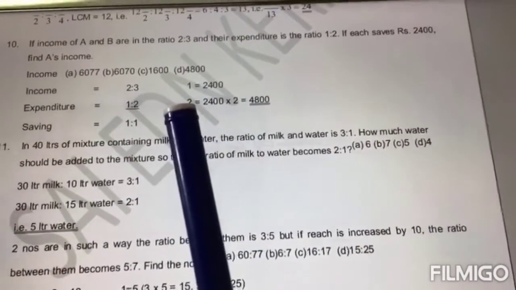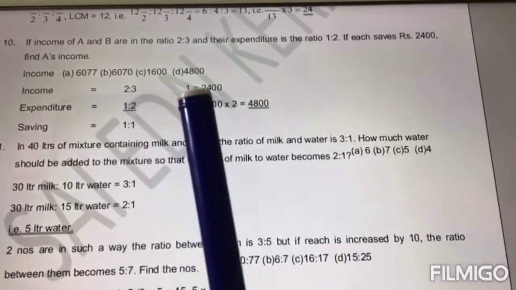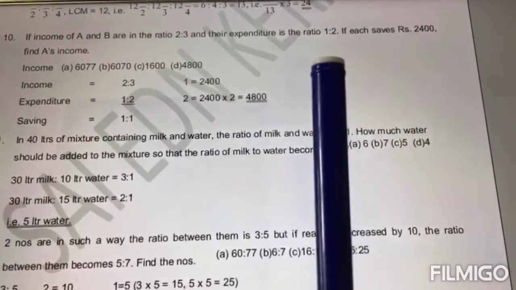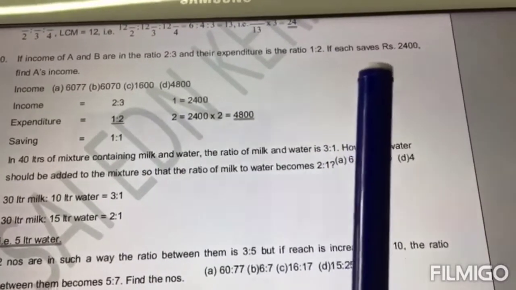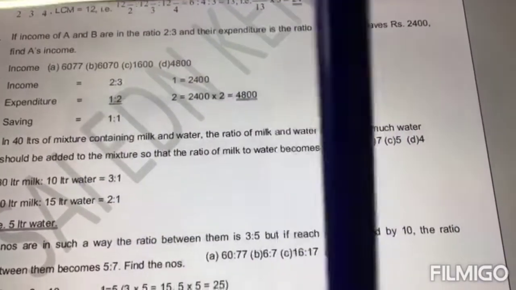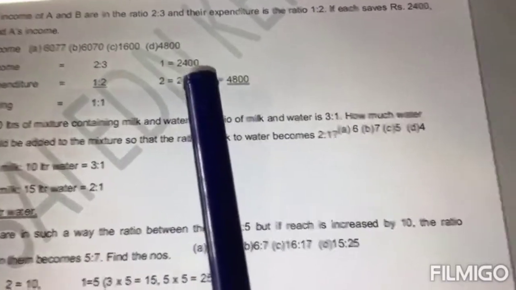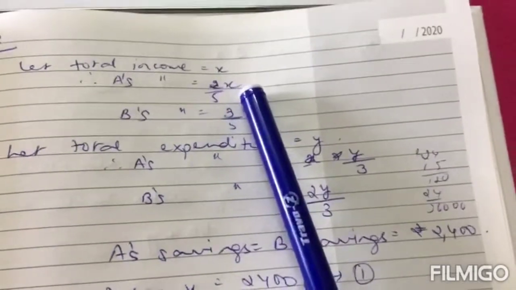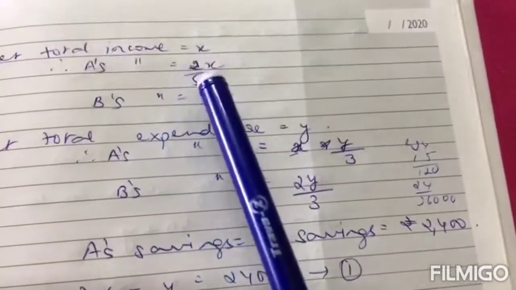If the income of A and B are in the ratio of 2:3 and their expenditure is in the ratio of 1:2, if each saves rupees 2,400, find A's income. So they've given a way of doing it. Let's try out our own way. Let total income be X. Therefore, A's income would be 2 by 5 X.